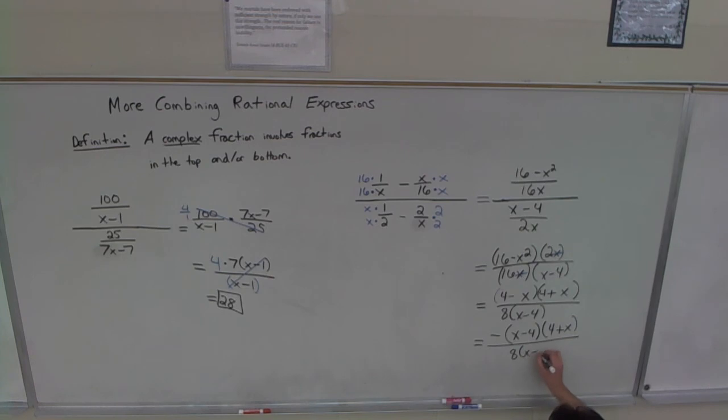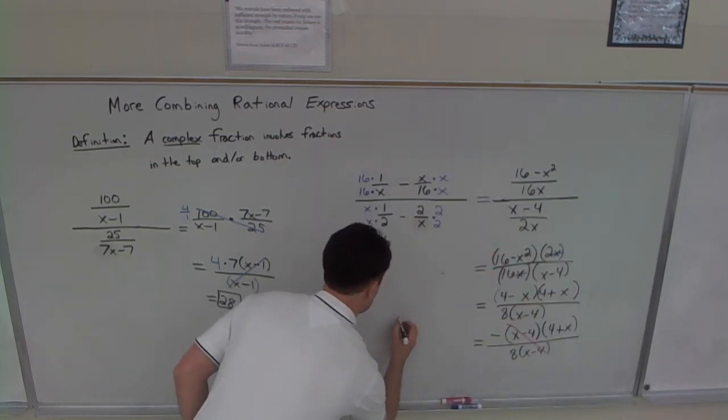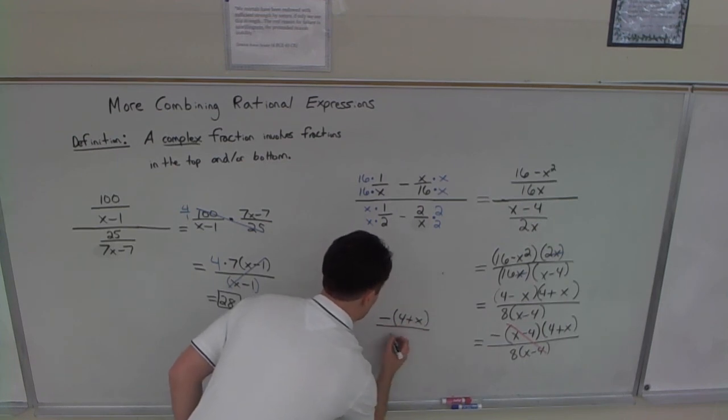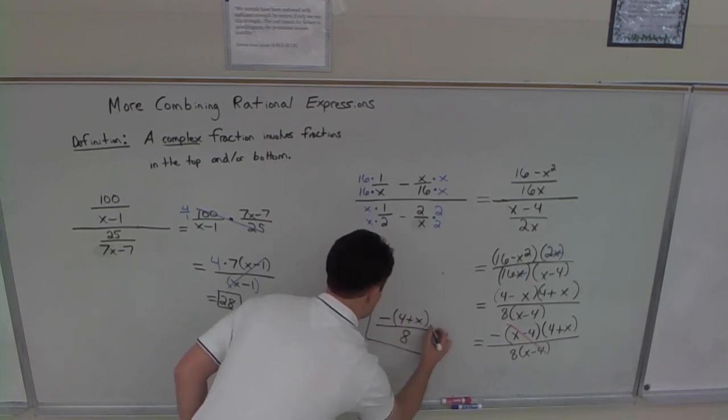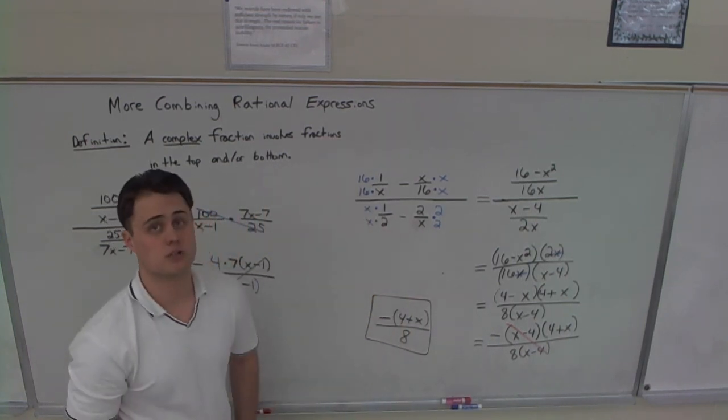The reason I factored that negative out on top is because now this will indeed cancel. Now I can definitely cancel that part out and simplify it just a little bit more to become negative quantity 4 plus x, and on the bottom I just have 8. So that rational expression simplified quite a bit from the original complex fraction up there.